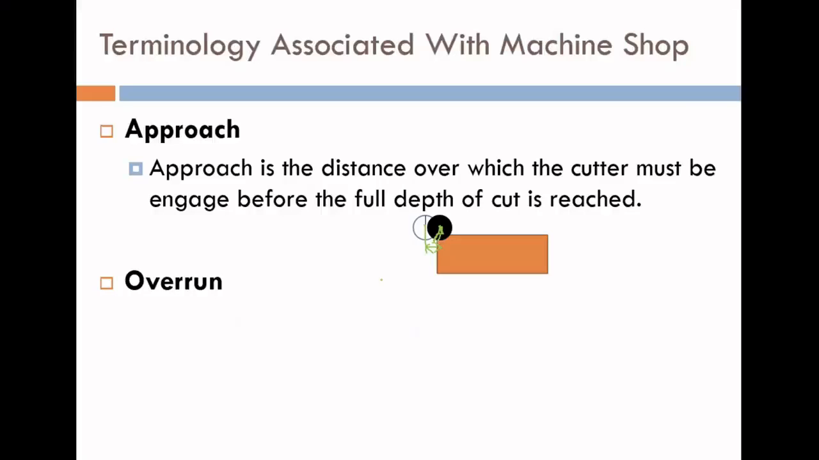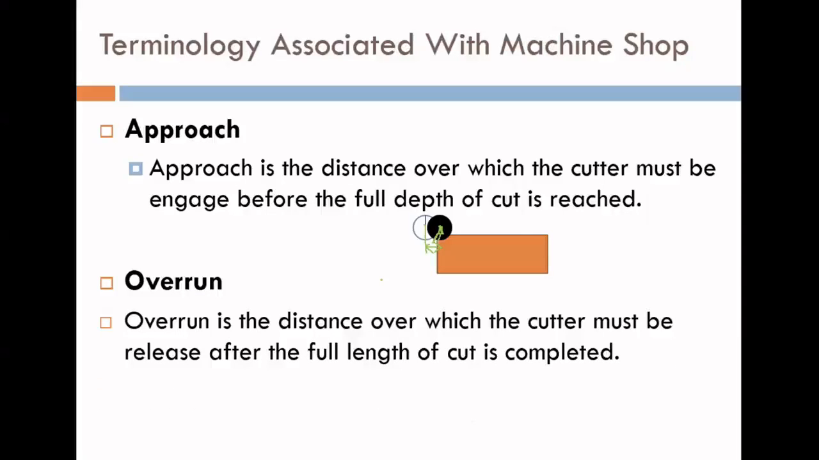Overrun. After completing the cut, the tool loses contact with the job, and after losing contact, the tool travels some more distance. This distance is called over travel or the overrun. Let's see it on the figure. So this is the job. This is the final cut, the final distance, and the tool travels some more distance. At this time, the tool travels this distance. Okay, so this distance is denoted as overrun O.